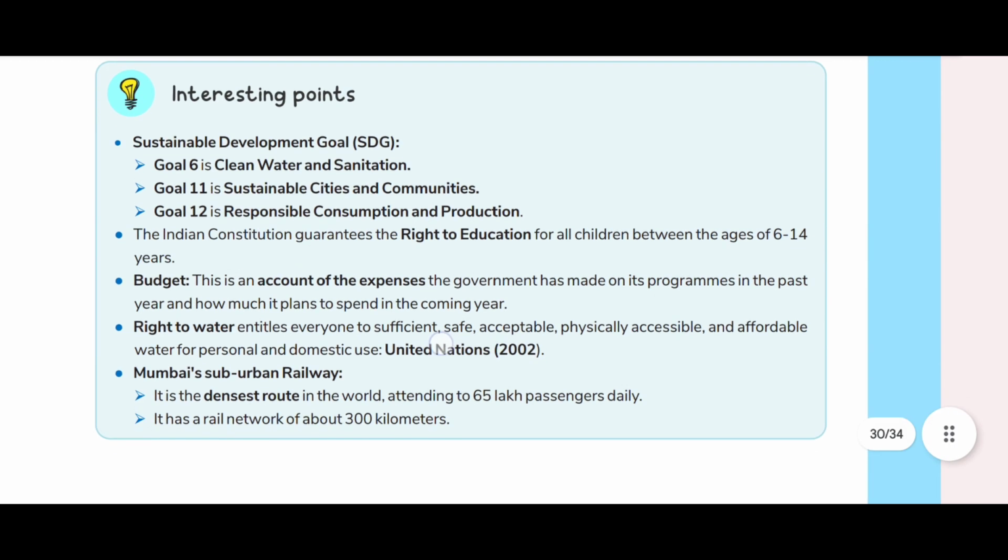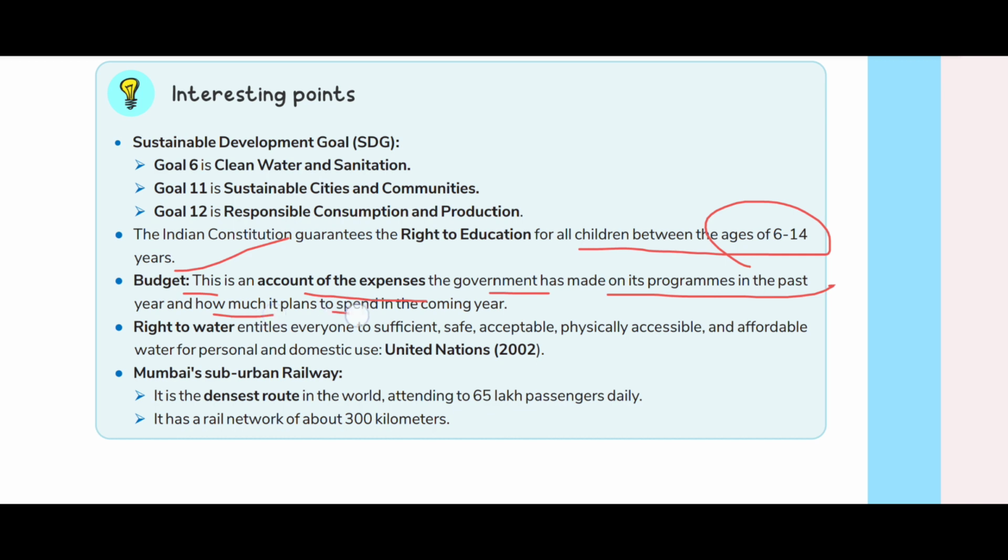The Indian constitution guarantees the right to education for all children between the ages of 6 to 14 years. Budget. This is an account of the expenses the government has made on its programs in the past year and how much it plans to spend in the coming year. Right to water entitles everyone to sufficient, safe, acceptable, physically accessible, and affordable water for personal and domestic use, by United Nations 2002.